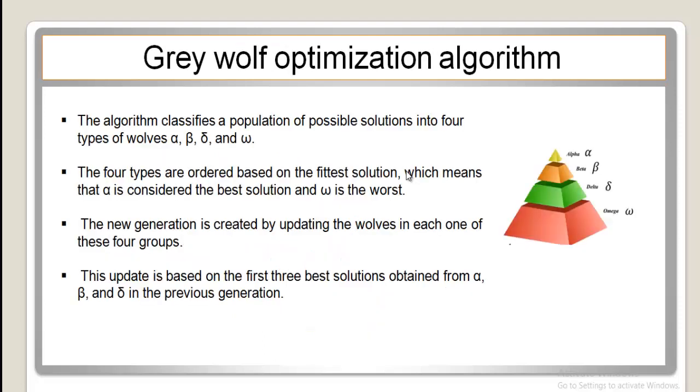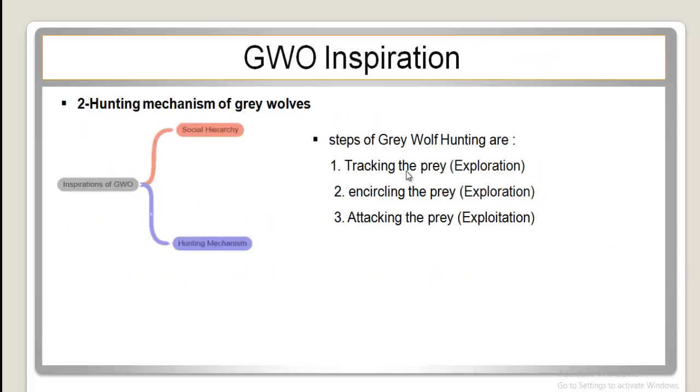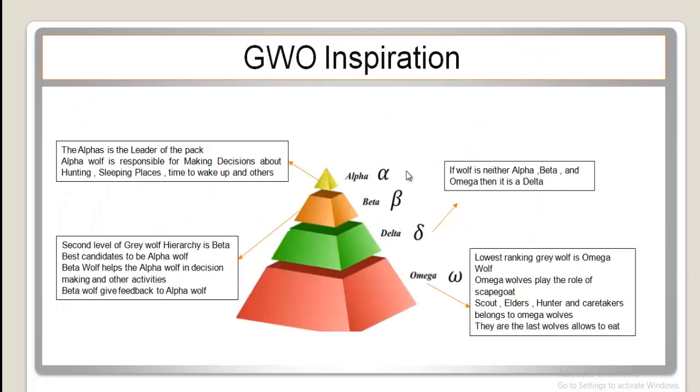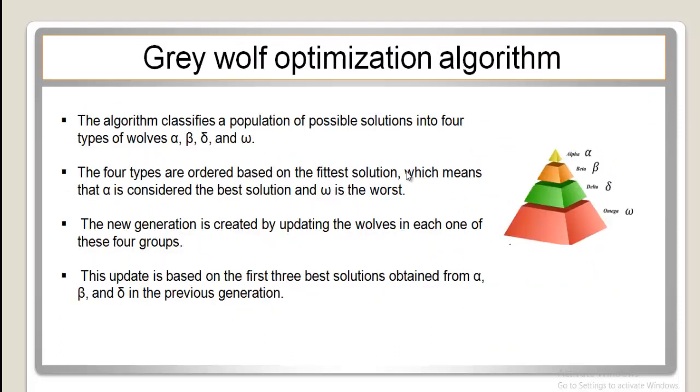We are exploring the core mechanism by which the gray wolf optimization algorithm operates. The gray wolf optimization algorithm simulates the social hierarchy of the gray wolf to optimize a population of possible solutions. And now I will explain how the algorithm works.